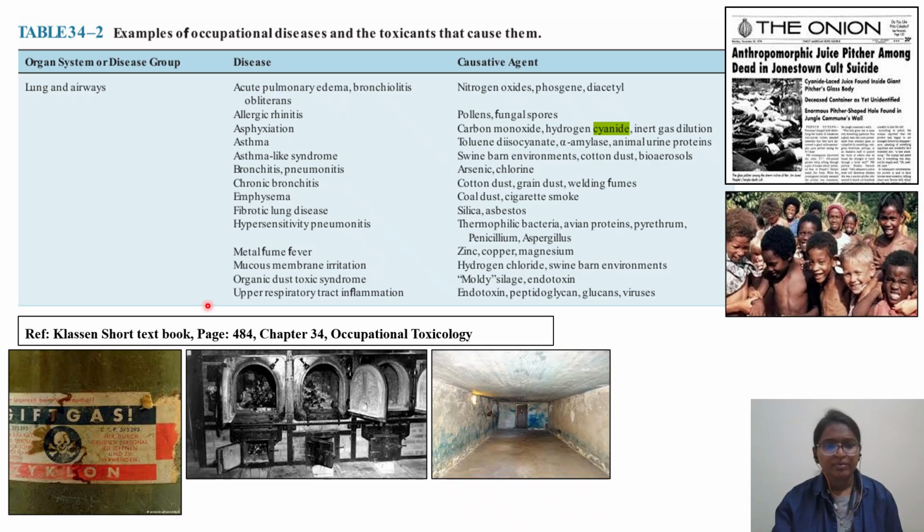I think I have come across it in chapter number 34, that is, occupational toxicology also. Please read this table, Table 34.2. They have given some examples of occupational diseases and the toxicants that cause them.